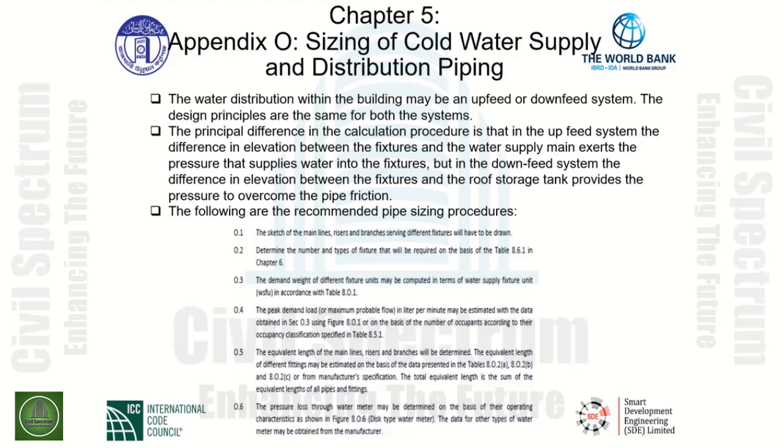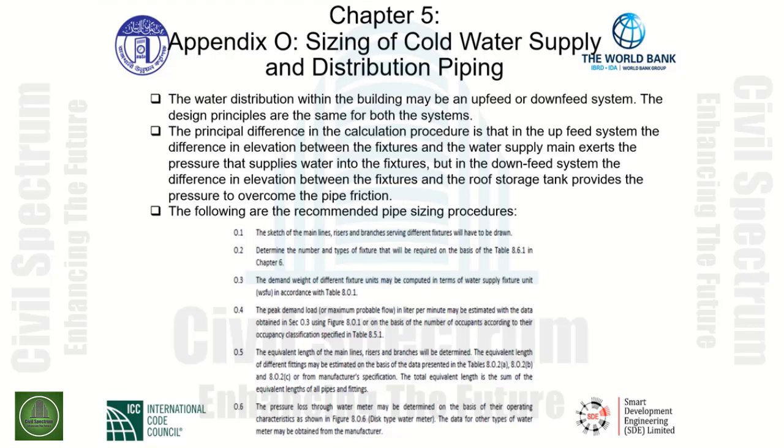There are several here. The first one, 0.1, the sketch of the main lines, risers, and branches serving different fixtures will have to be drawn. That's first and foremost. It is a requirement.